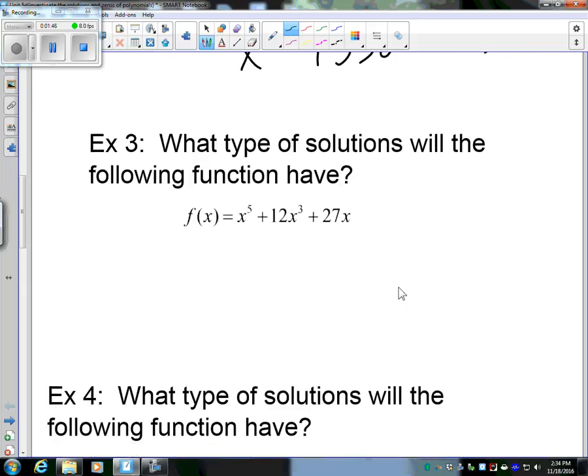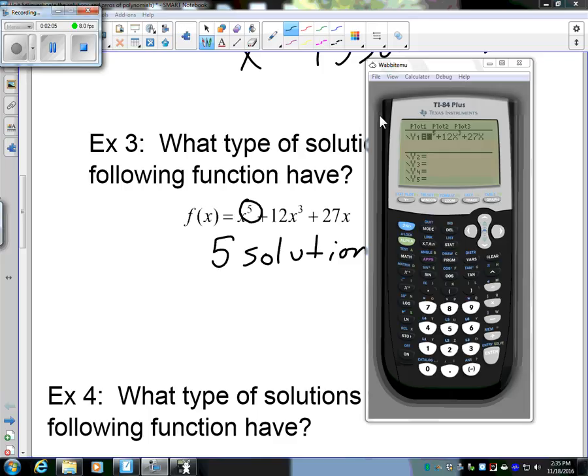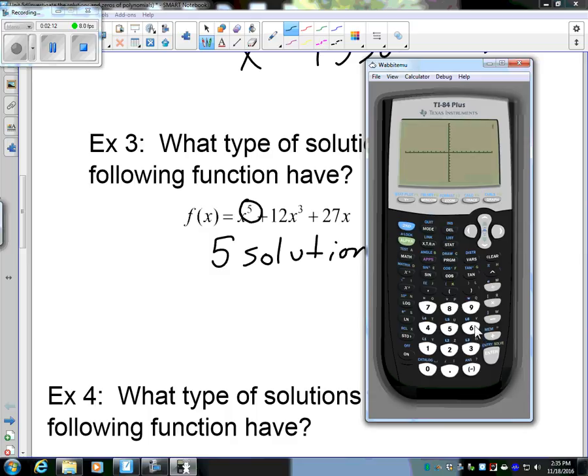Moving on, what type of solutions will the following function have? So what we do here, first we have to look at how many solutions there are. It's in standard form, from the biggest, so it's all written out as a polynomial. You have 5 solutions. Now we have to tell what type of solutions they are. So for this, we're going to use the calculator. We put the equation in the calculator into y equals, and then I usually go to zoom 6, and what this does is it gives you a nice window, negative 10 to 10 on your x-axis, negative 10 to 10 on your y-axis.